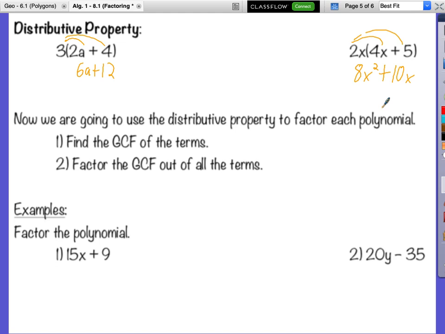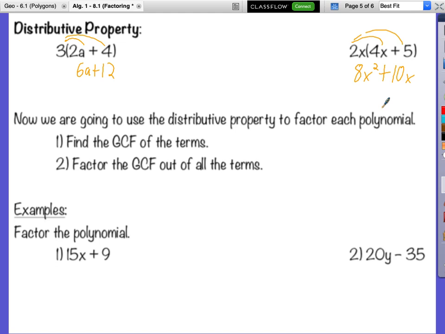So now we're going to look to use the distributive property in reverse, and we're going to use that to factor polynomials. So the first thing we do is figure out the GCF, or the greatest common factor, of every term.